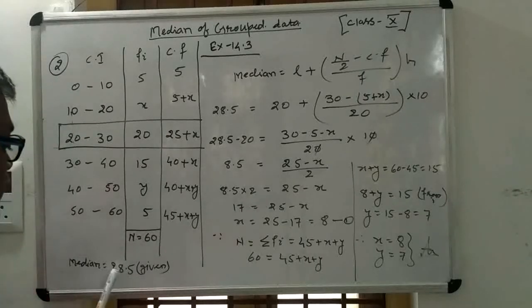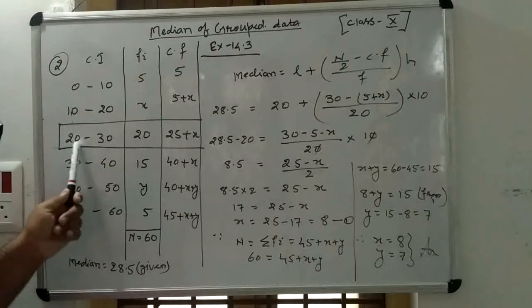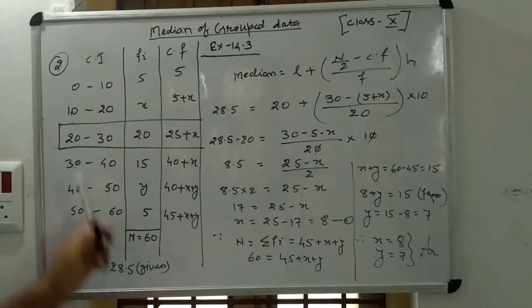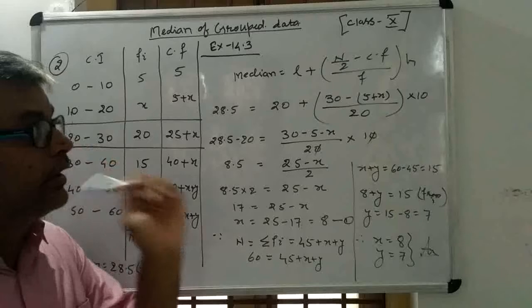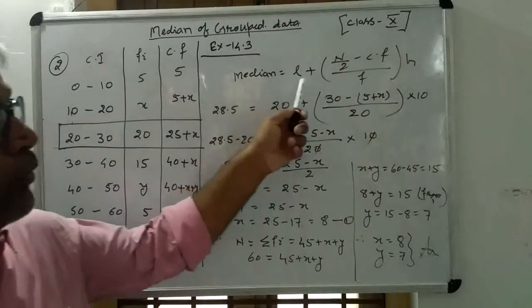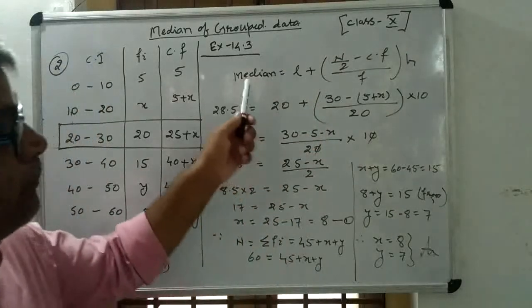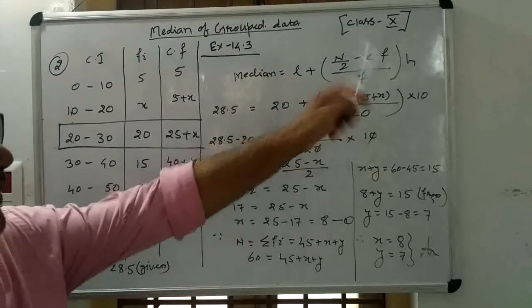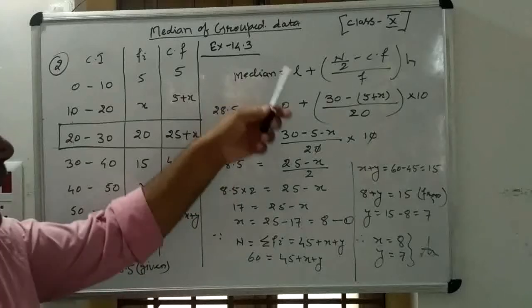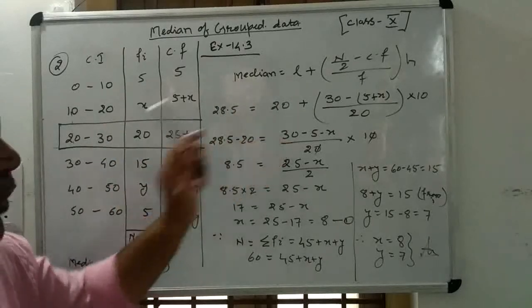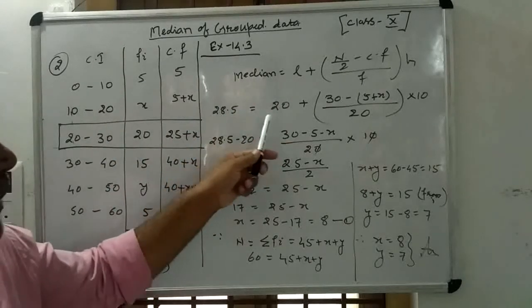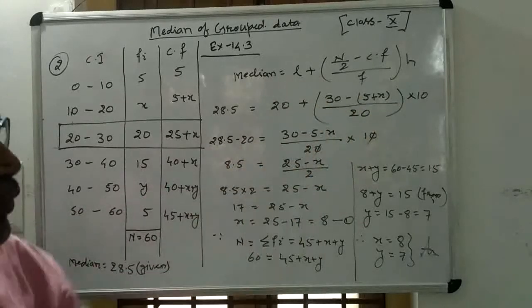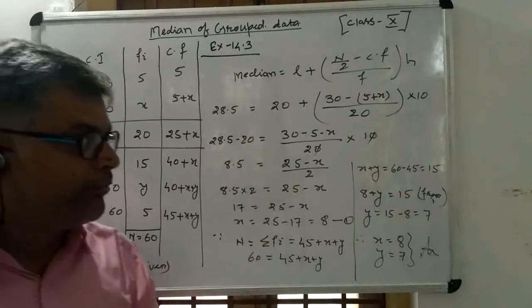falls. So 28.5 will lie between 20 and 30. So this will be your median class. After recognizing the median class, now we apply the formula to calculate the median, which is median equals L plus (N by 2 minus CF) by F into H. Now putting all these values in the formula, 28.5 equals 20 plus (30 minus (5 plus x)) by 20 into 10, and now we simplify.